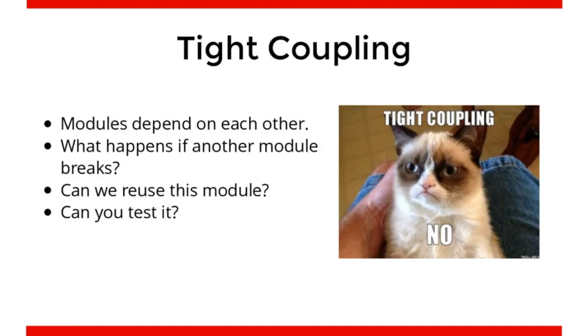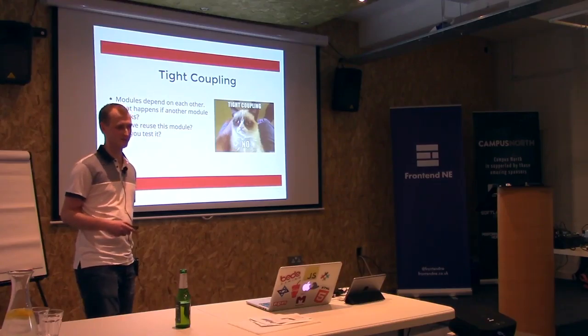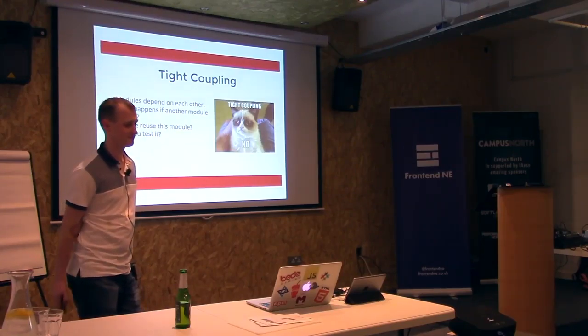So tight coupling. What is tight coupling? Your modules end up depending on each other. What will happen then if one of your modules breaks? All of the modules that depend on it will probably also break. Would you be able to reuse it if it's tightly coupled? Nope, probably not. Can you test it? No, because if you're testing one module, you've got to test the other one as well because they're all dependent on each other. So you've got tight coupling. It's a bad idea. Listen to the cat.